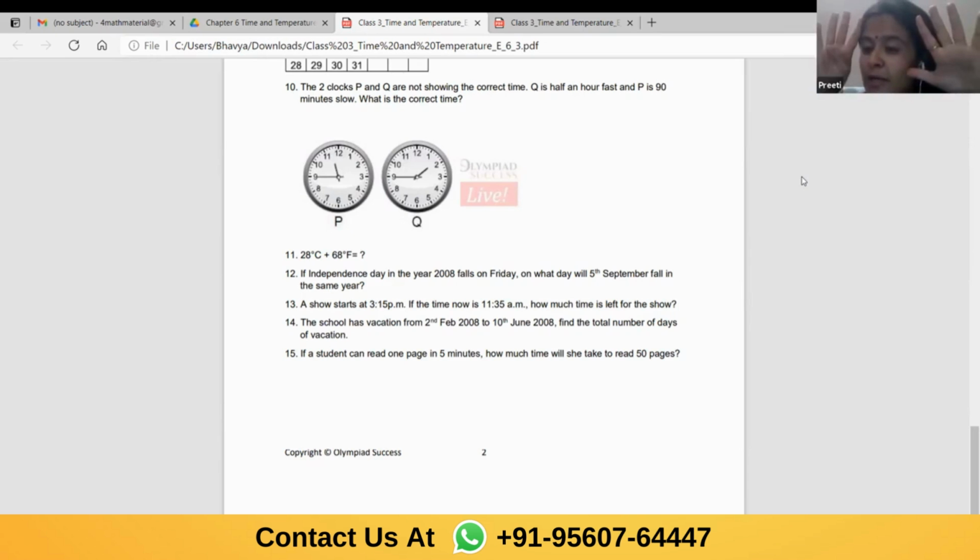Correct. So what are you doing? You are multiplying 5 with the number of pages. So if you multiply 5 minutes with 50 pages, you will get to know how long you will take to read 50 pages. So 5 into 50 is 250. 100 minutes. And 1 hour 40 minutes.